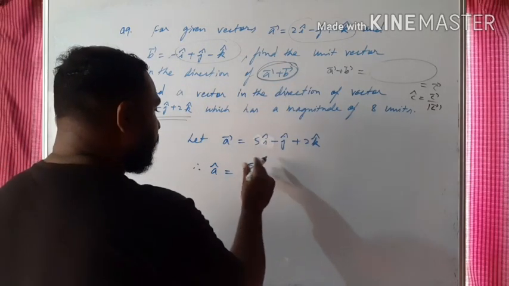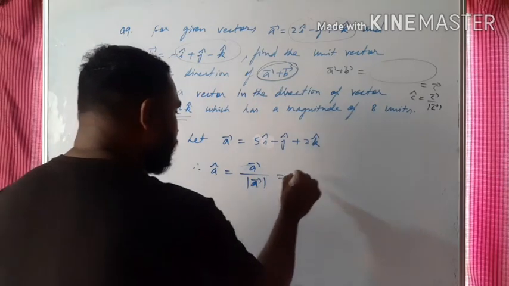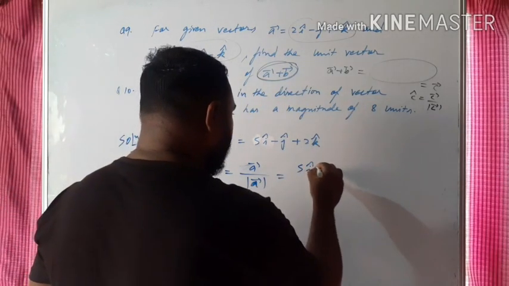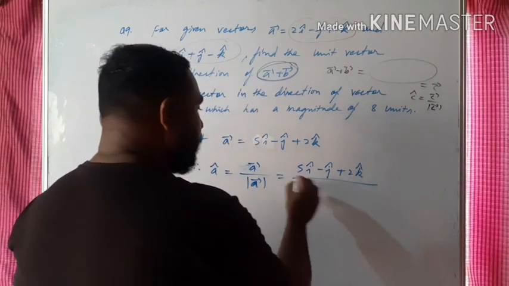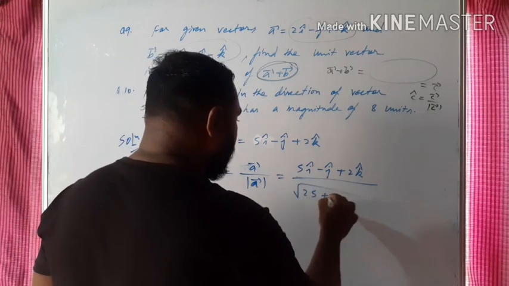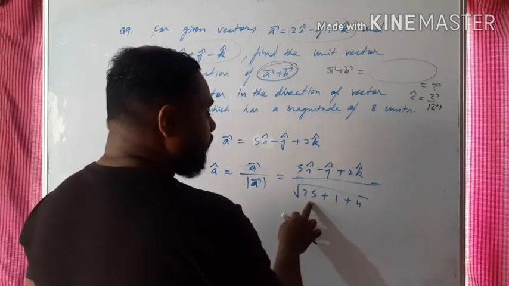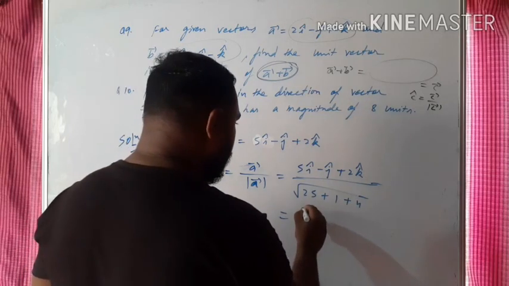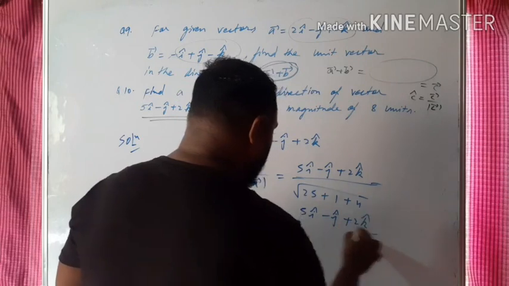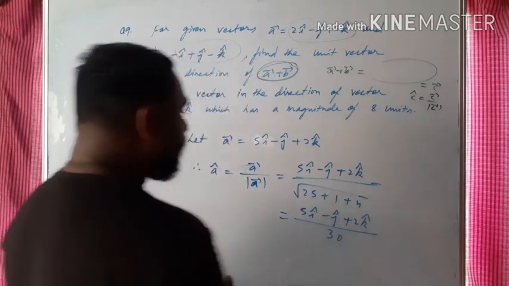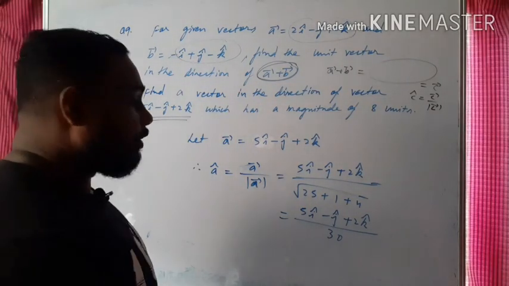So this will be what? A vector divided by the magnitude of the vector. So it will be 5i minus j plus 2k. Okay, let me do it directly. It will be square root of 25 plus 1 plus 4. So this will be root 30, isn't it? So 5i minus j plus 2k divided by root 30. So I have got the unit vector, this is the unit vector.